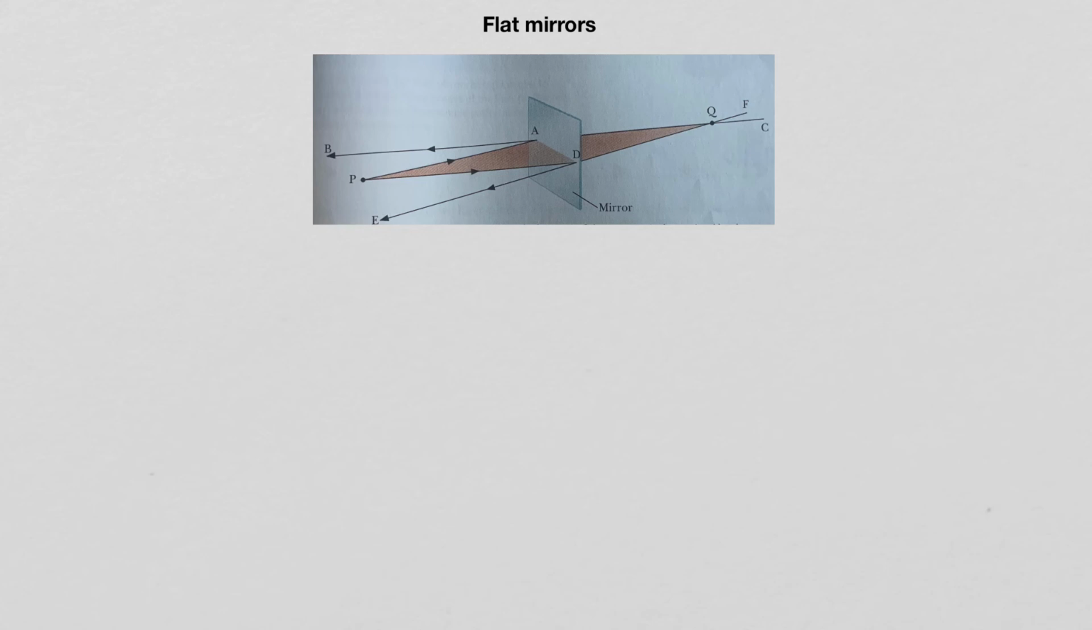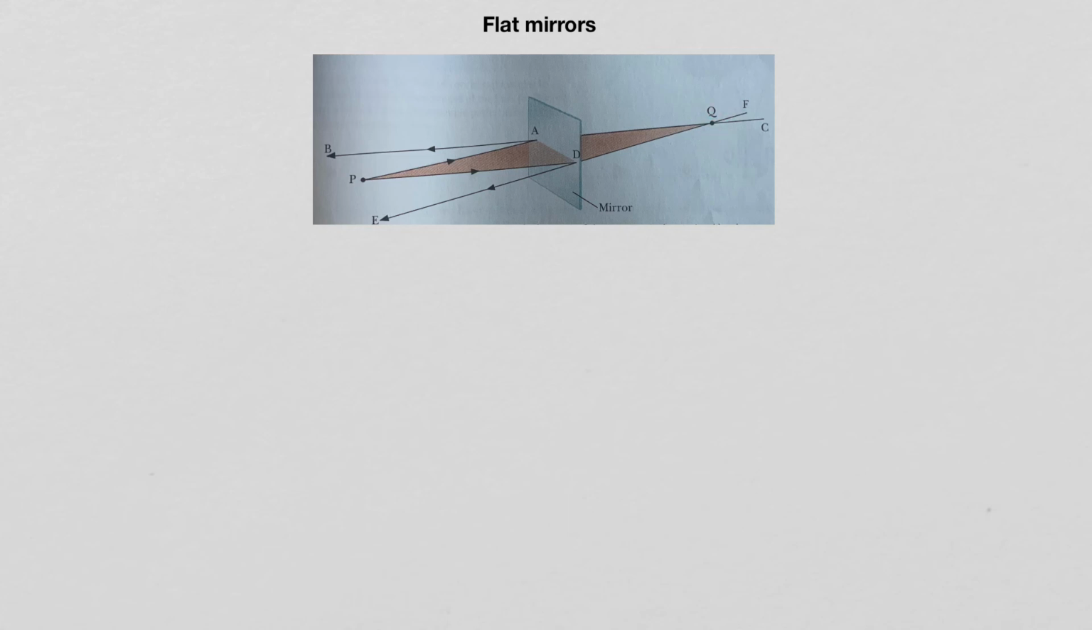So, for an observer that is located at point B or point E, it will appear as if the light is coming from point Q, or in other words, for an observer at points B and E, it would appear as if the image of P is behind the mirror and at point Q.